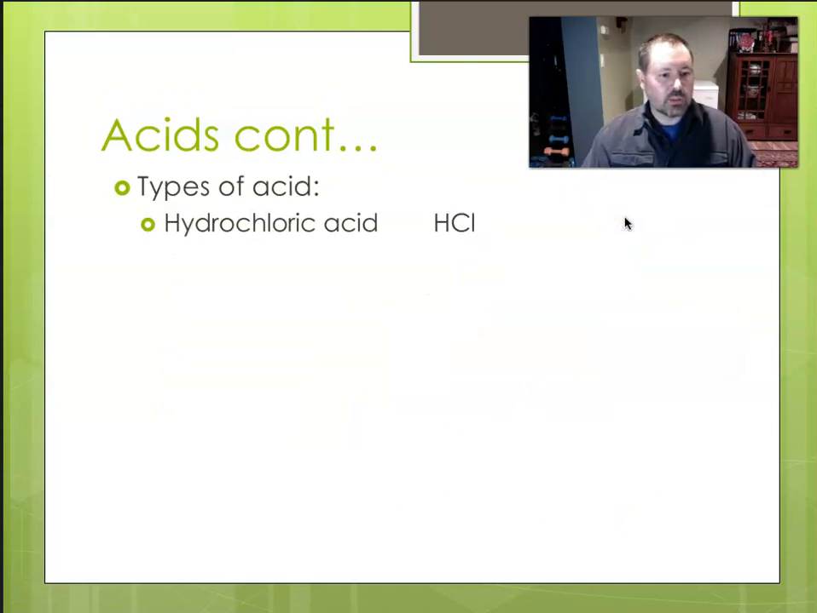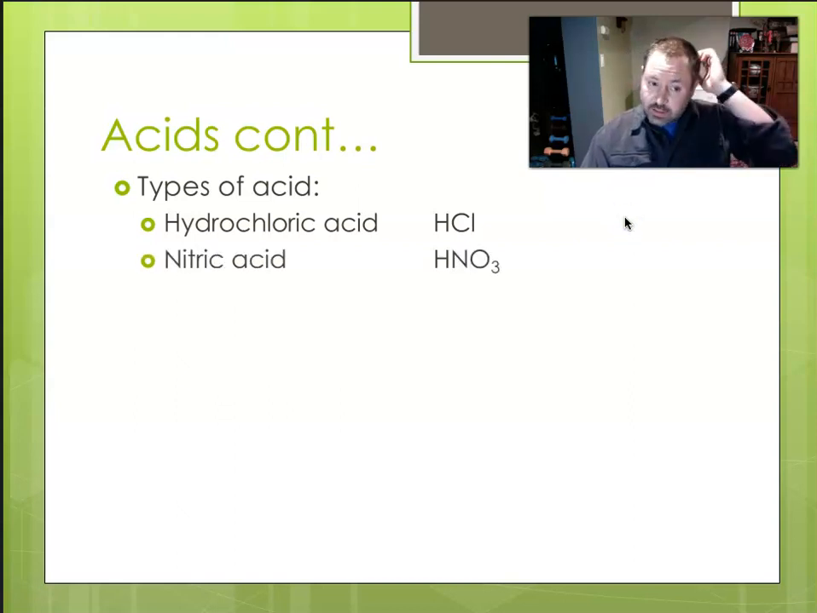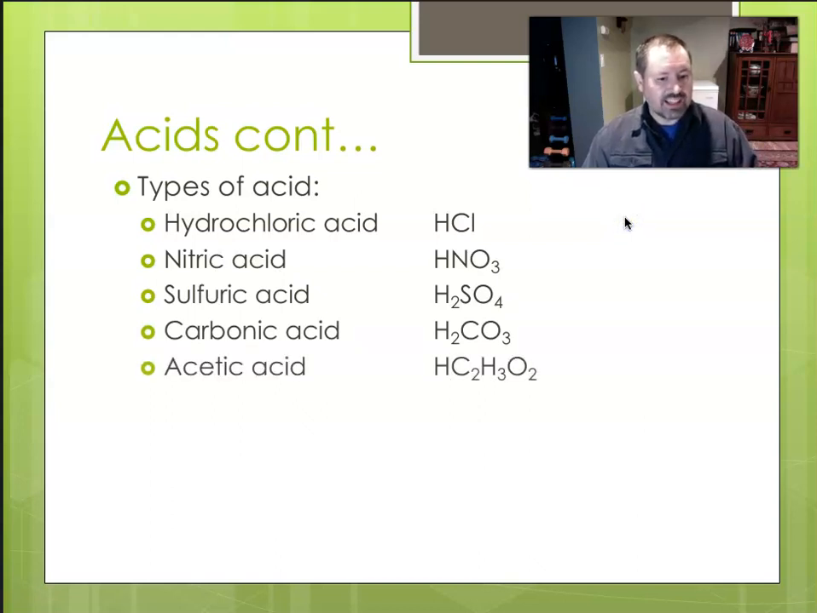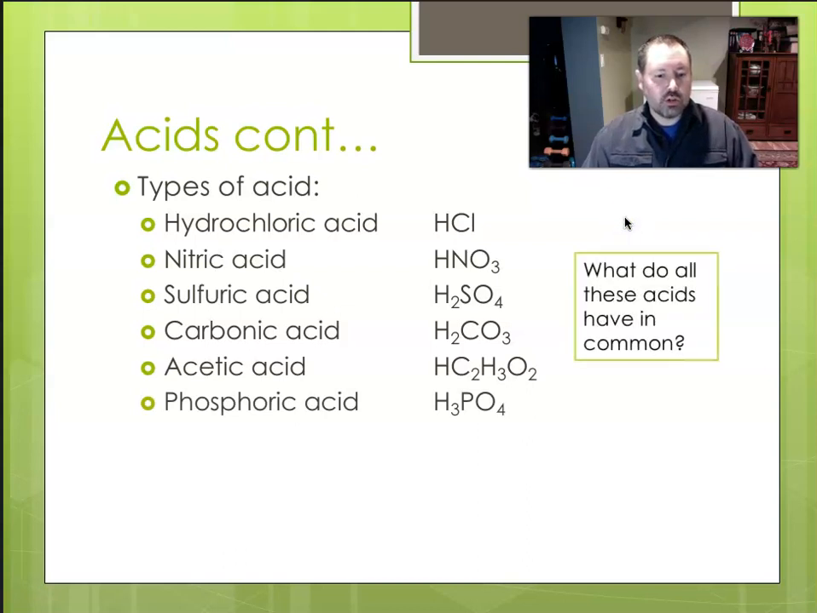Okay, so here's some more things you need to know about acids. These are different kinds of acids. Take a look at the name and then the chemical formula. Hydrochloric acid, that's the one in our stomach. Nitric acid, HNO3. Sulfuric acid, H2SO4. Carbonic acid, this is what's in pop, H2CO3. Acetic acid, which is, I believe, another name for vitamin C. And phosphoric acid. My question to you is, what do all these acids have in common?